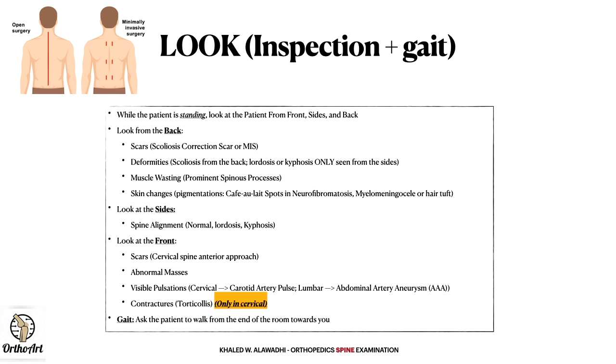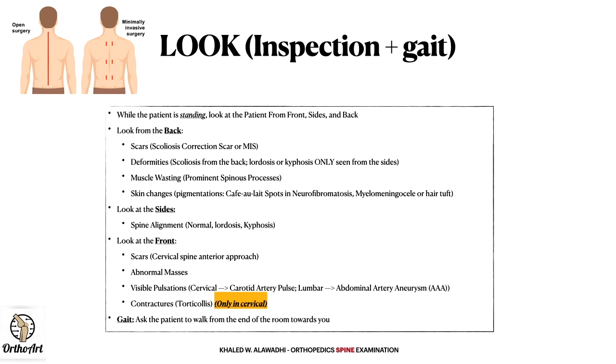If it's cervical, you ask about a cervical spine anterior approach, which leaves a small scar if the surgery was an anterior approach. Check for any visible pulsations: for cervical, the carotid artery pulse if it's visible and well seen, and for lumbar, an abdominal aortic aneurysm or AAA. In cervical, you also check for contractures, which are common in torticollis, which I'll show you now in the picture.